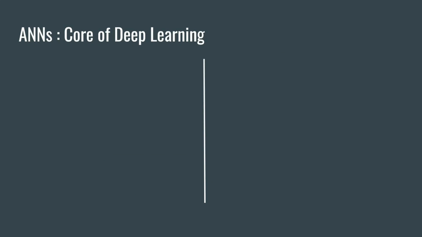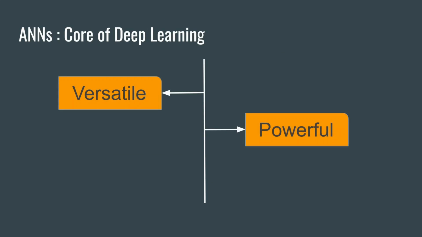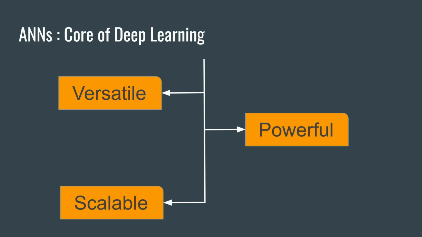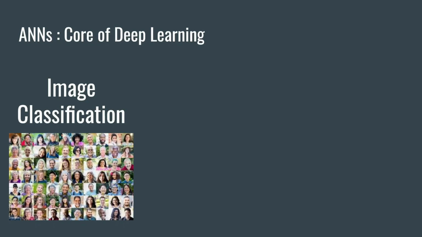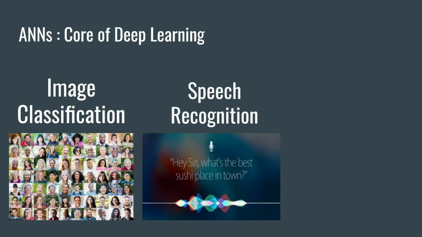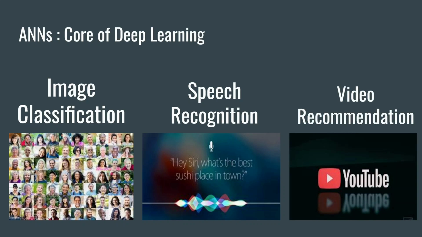ANNs are the very core of deep learning. They are versatile, scalable, and powerful, which makes them perfect to tackle large and highly complex machine learning tasks, such as classification of billions of images, for example Google Images, or empowering speech recognition like Apple's Siri, and recommending videos to watch like on YouTube. They can even beat humans in their own game, like AlphaGo and chess.